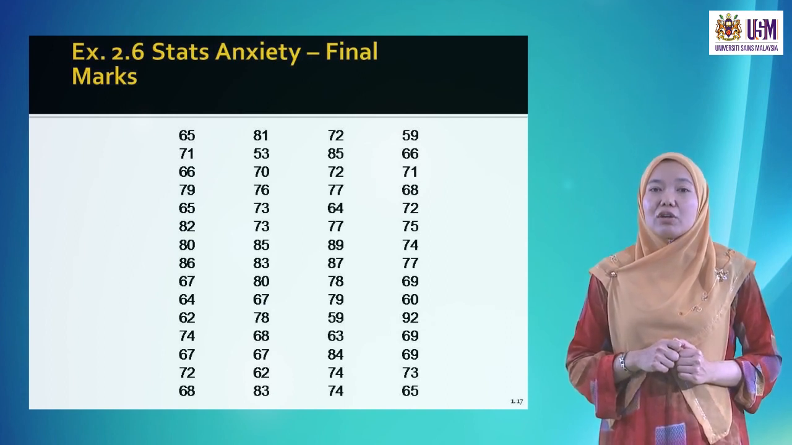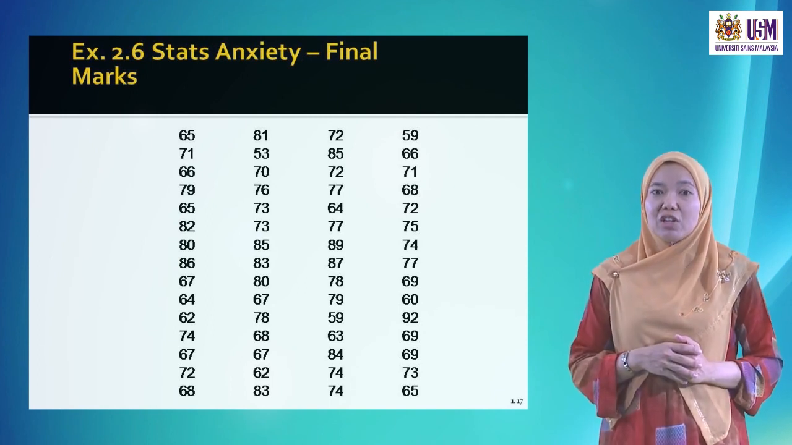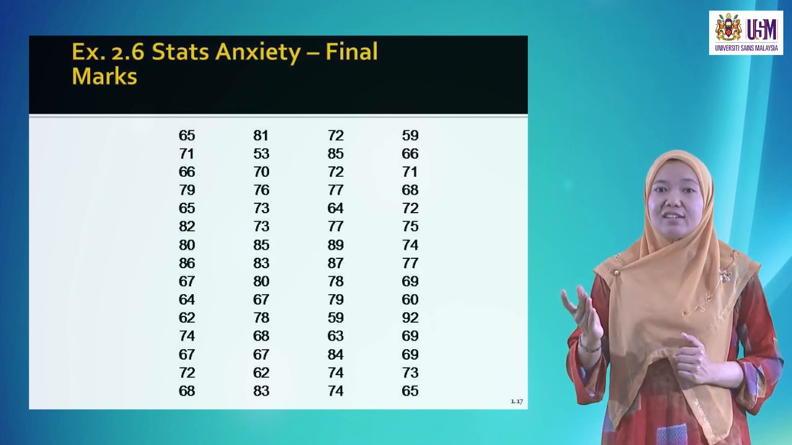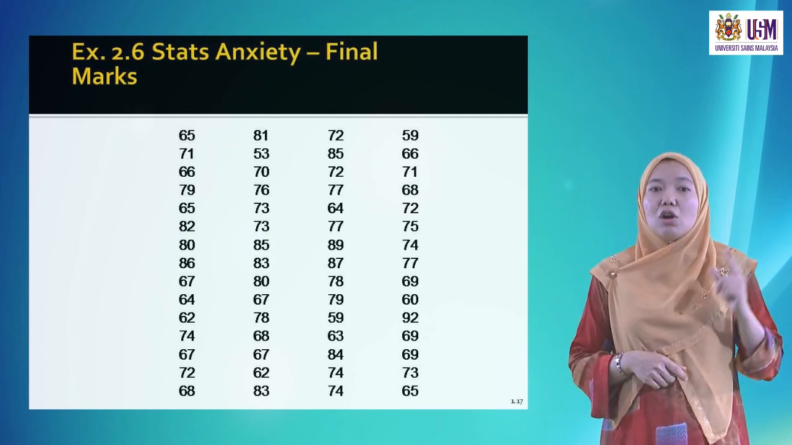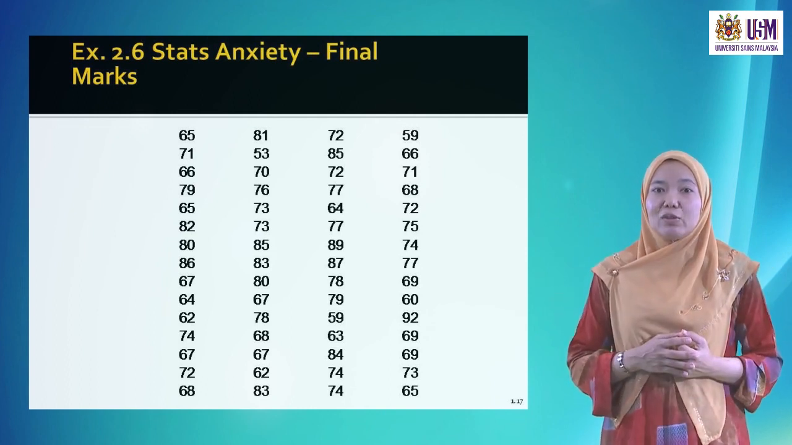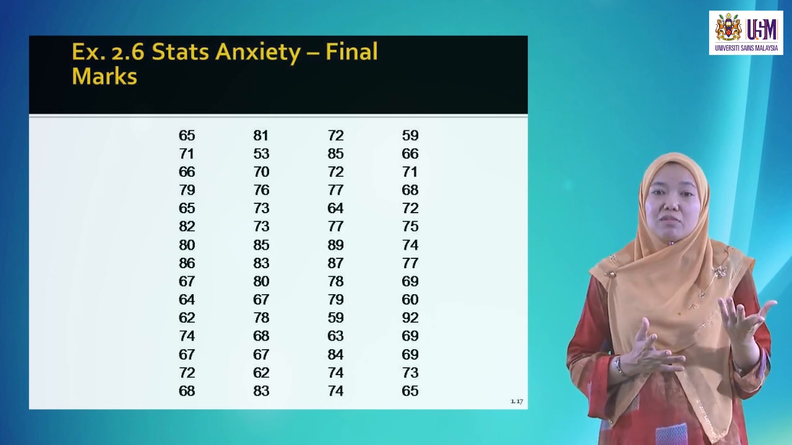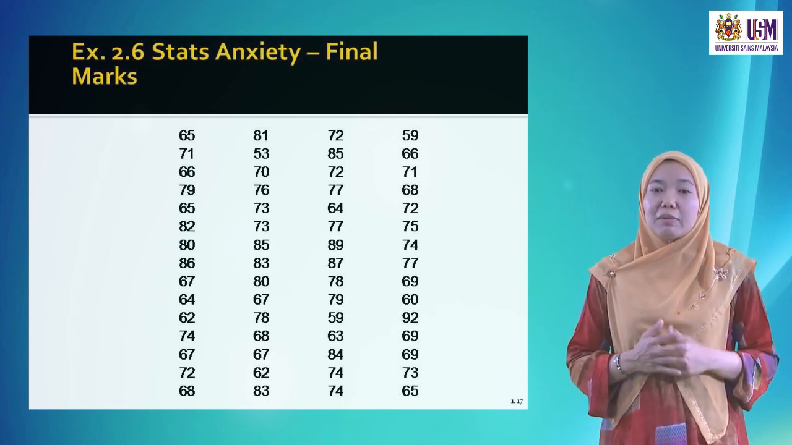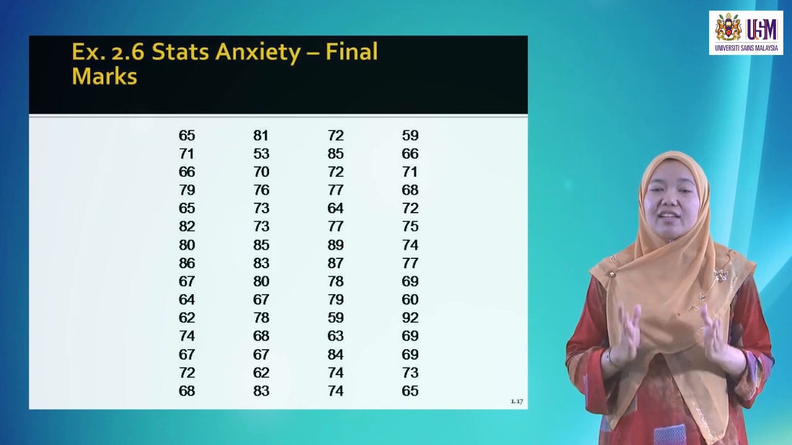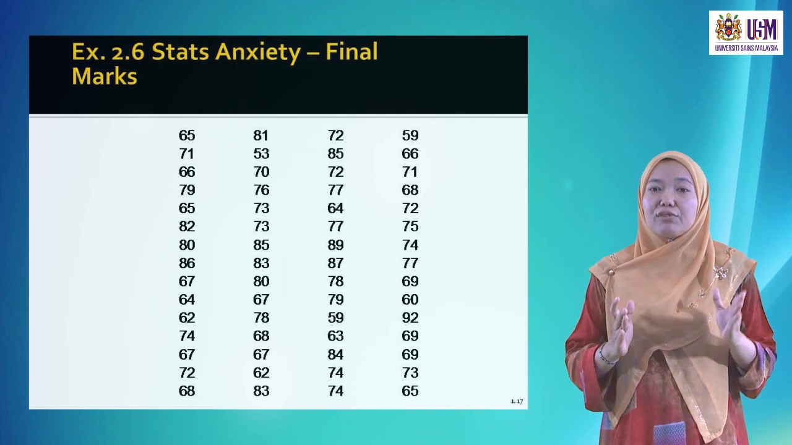Here, what you see on screen is the final marks for the course for the last batch. As you can see on the screen, what you have is just raw data. This is what we call raw data, where what you have is just row upon row of numbers. It doesn't make sense. Unless you are very clever or you are a genius, perhaps you can tell me what you understand from these rows of numbers. But basically, this is only raw data. It doesn't tell you anything about the marks for the final exam for the last batch.